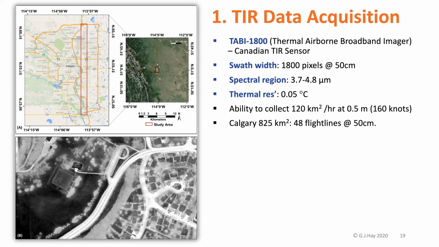Now the thermal resolution of the sensor, it's a cryogenically cooled sensor. It's impressive. We can collect data at 5/100ths of 1 degree, so 0.05 of 1 degree. Okay, so we have a very fine thermal resolution. We can collect about 120 kilometers at a 0.5 meter spatial resolution. But to collect the city of Calgary, you can see in the red there, that's one flight line. We have to collect 48 different flight lines, and they have to have an overlap so we can geometrically correct them to each other.